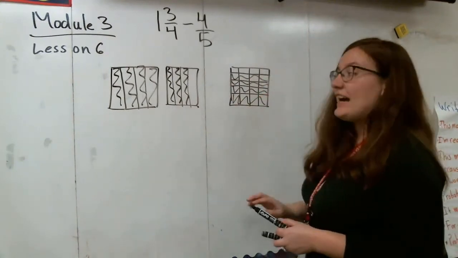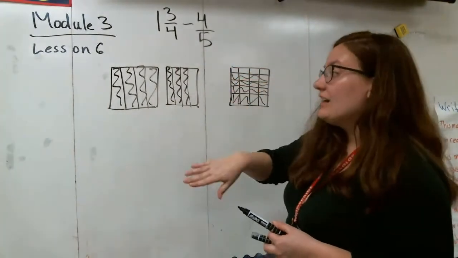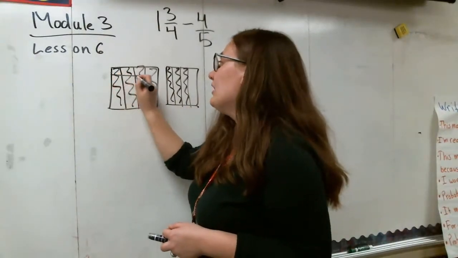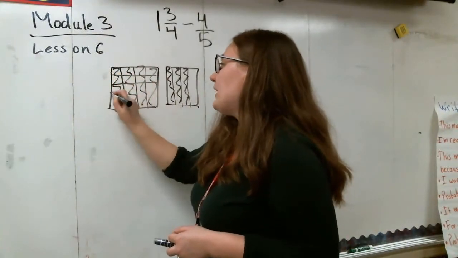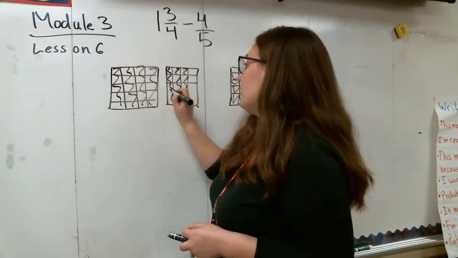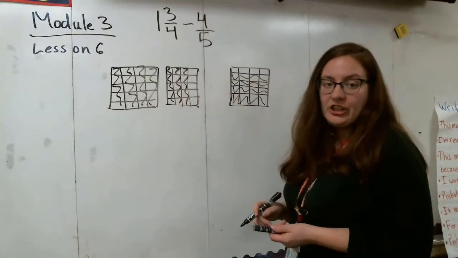And then after that, I know that I cut this one into fifths horizontally, so I need to cut this one into fifths horizontally as well. So I do that for both of these models over here, because they're part of the same number. And then I figure out what my equivalent fraction is.